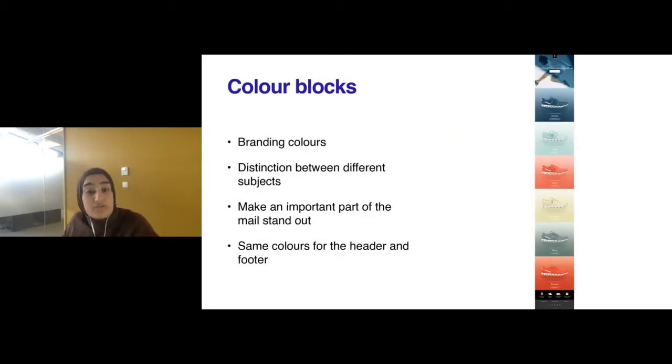You can use your corporate colors in several ways. Make a distinction between different subjects by using color blocks. You can also use it to highlight an important part of your mail and really make it stand out. Or always use the same colors for the header and the footer, so the focus immediately shifts to the main text. Here you can see an example of a brand that uses the color of their shoes in their mail. So you can see in the beginning that it's blue and it's going on to another color.